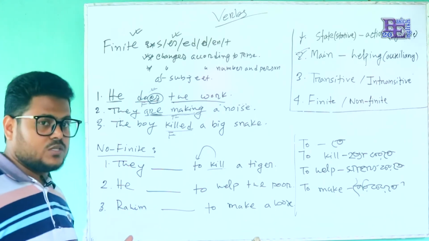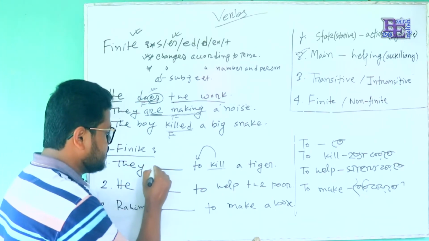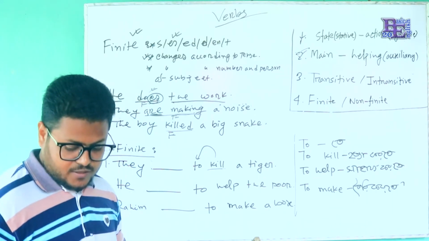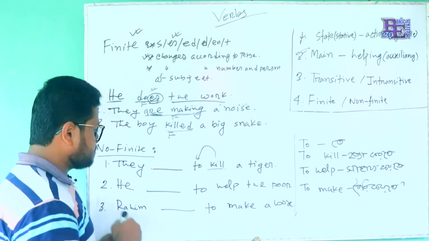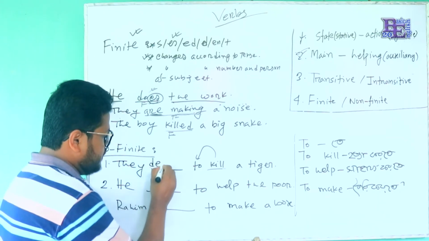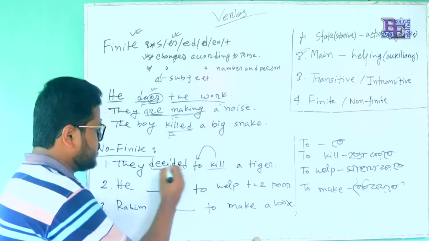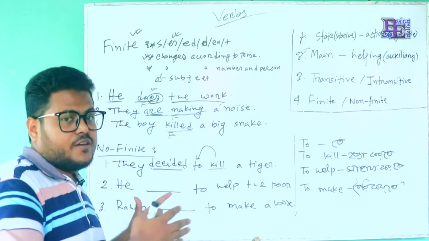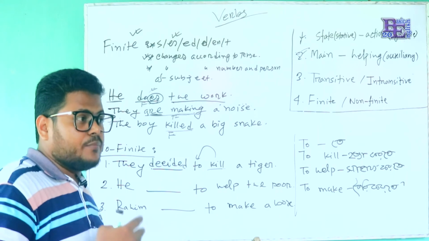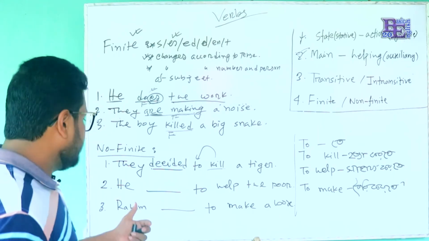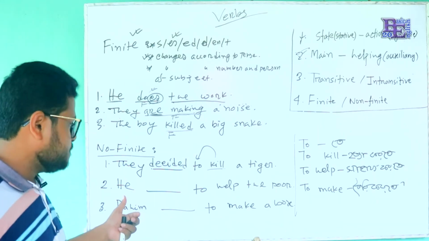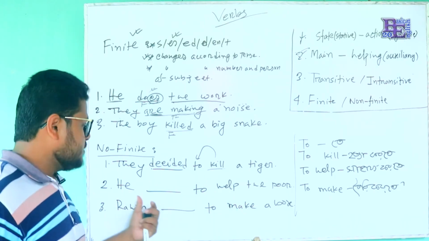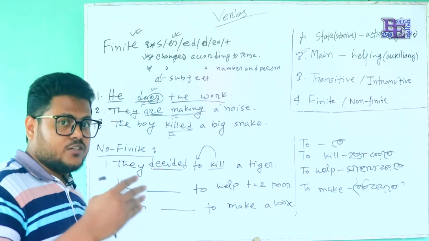So you can use something like they decided. Okay, let's take another example. If you say they decided to kill a tiger, then I think it will satisfy your answer. You will have no questions in your mind. Okay, in the next sentence you can say, he dashed to help the poor. That is, সে দরিদ্রদের সাহায্য করতে.